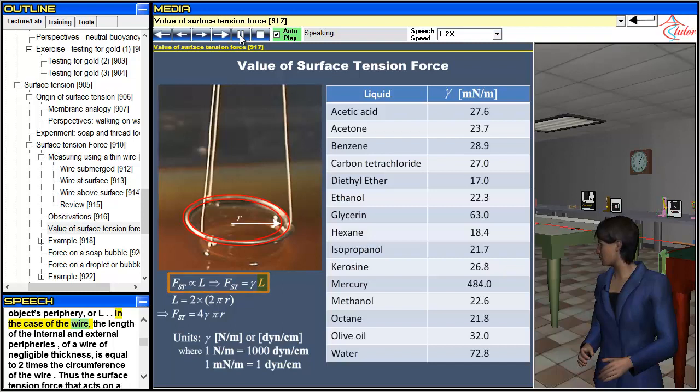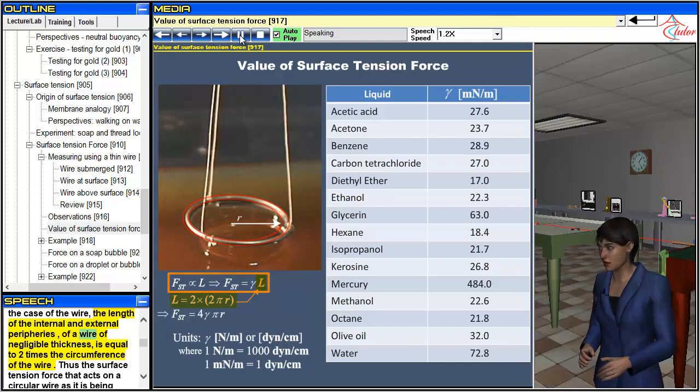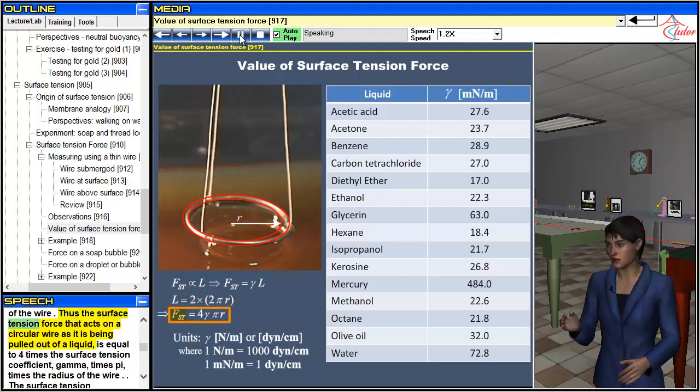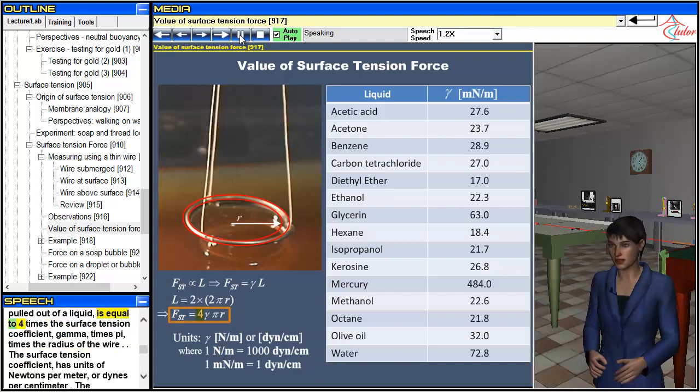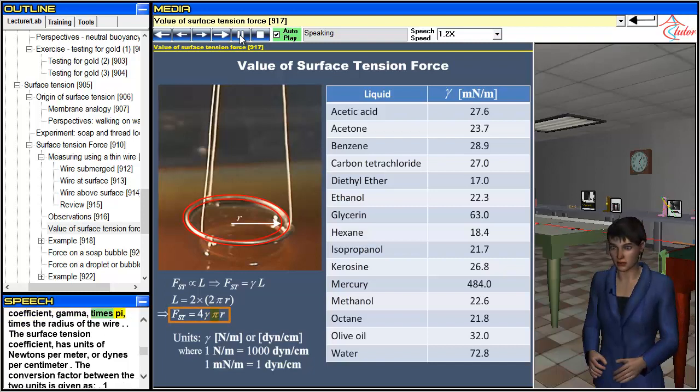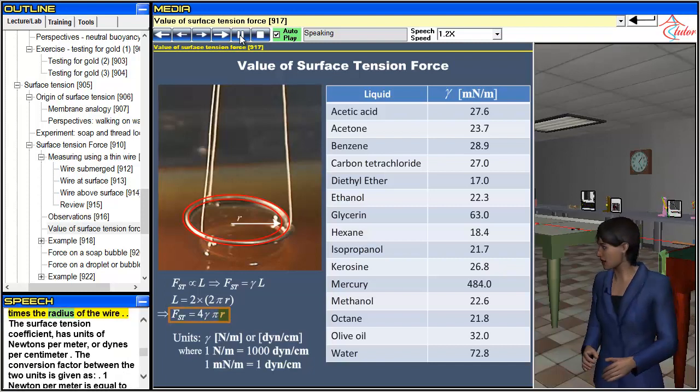In the case of the wire, the length of the internal and external peripheries of a wire of negligible thickness is equal to 2 times the circumference of the wire. Thus the surface tension force that acts on a circular wire as it is being pulled out of a liquid is equal to 4 times the surface tension coefficient, gamma, times pi, times the radius of the wire.